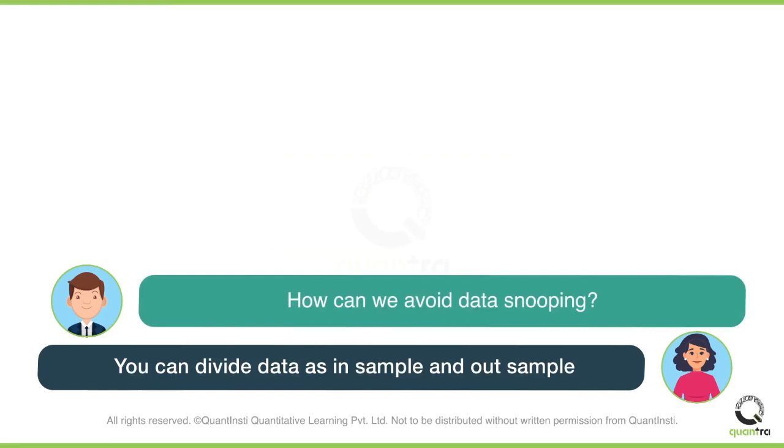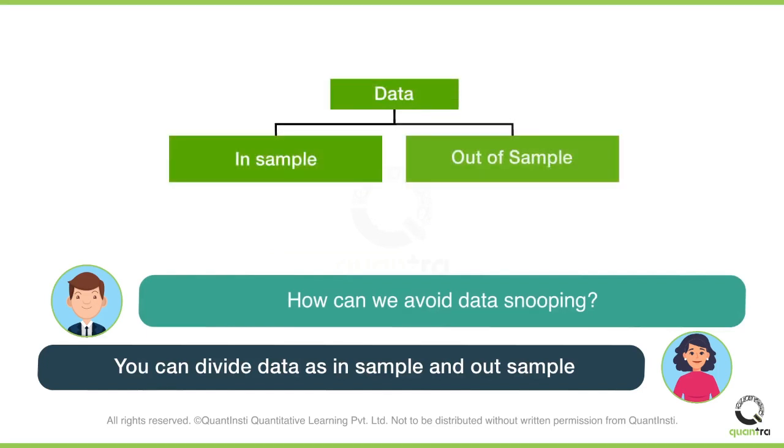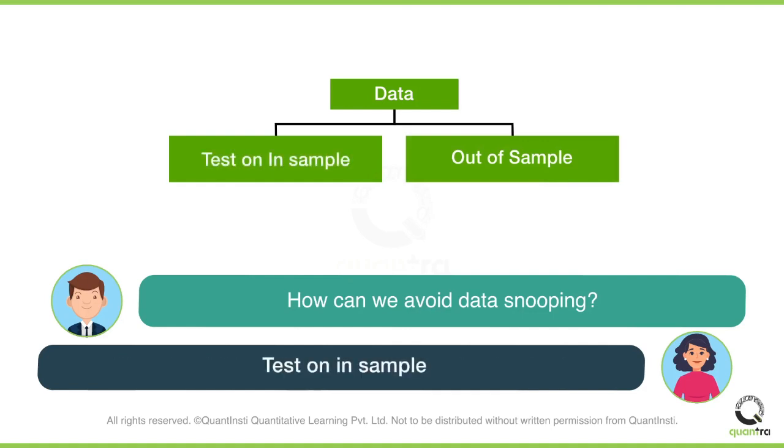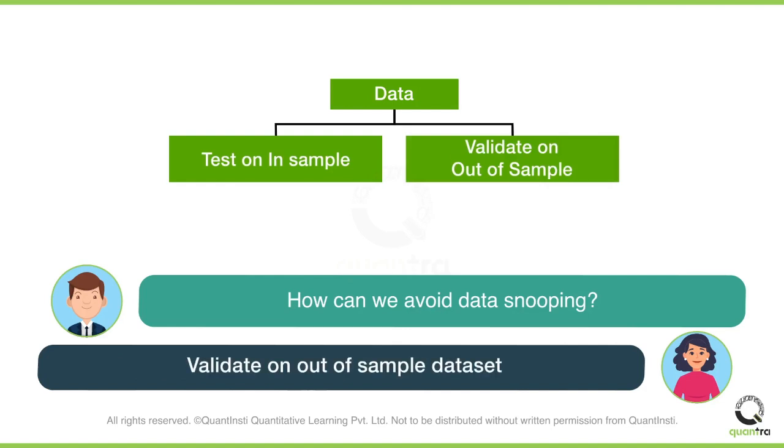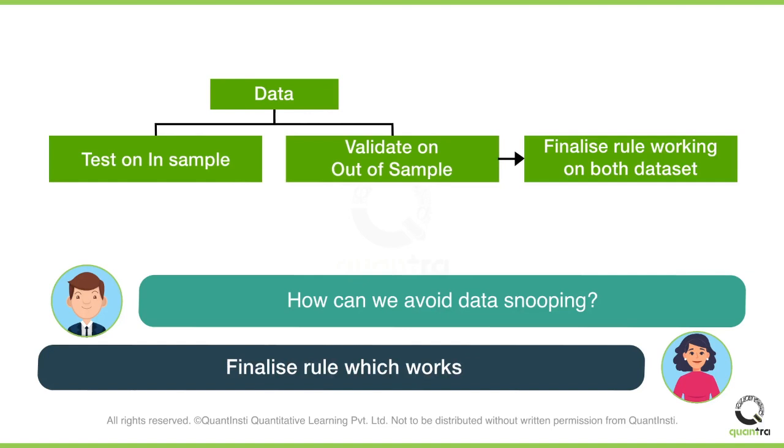One of the ways to avoid data snooping is to divide the data into 2 parts, in sample, and out of sample. You can test those thousands of rules on in-sample dataset, and validate if the results are similar on out-of-sample dataset. You finalize the trading rules which work in both in-sample and out-of-sample dataset. This approach can reduce the data snooping bias.